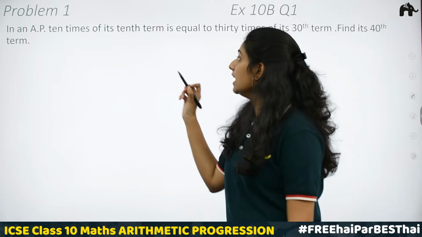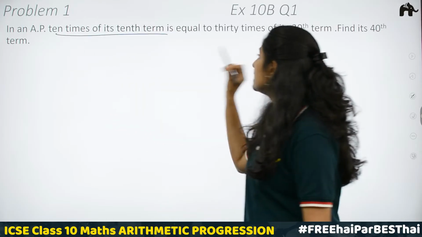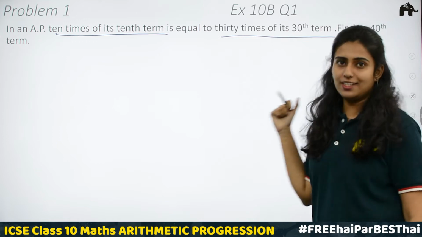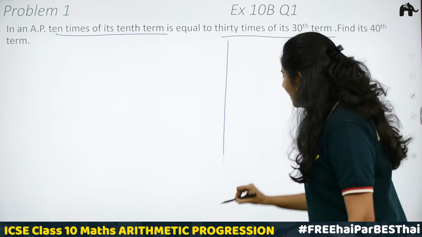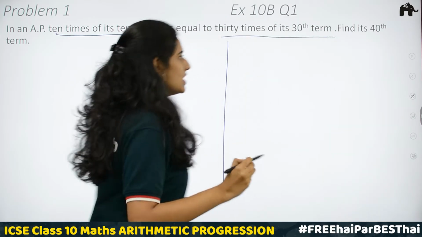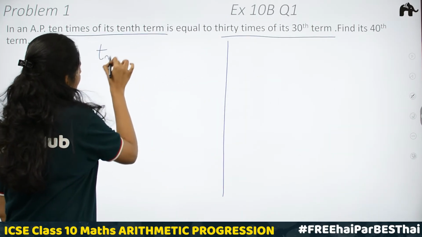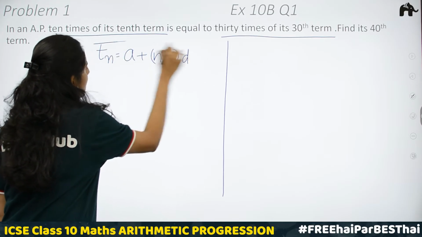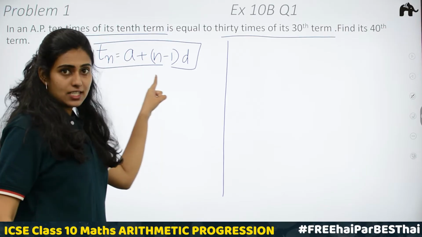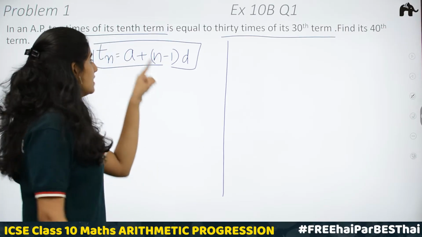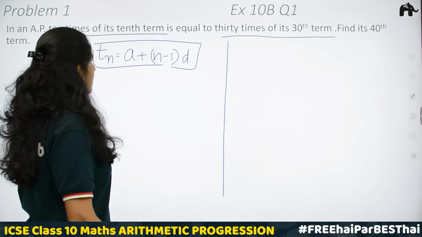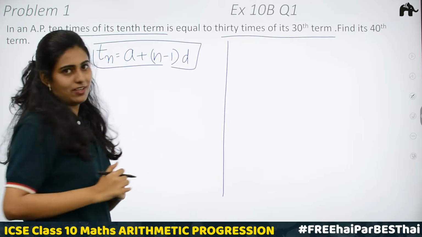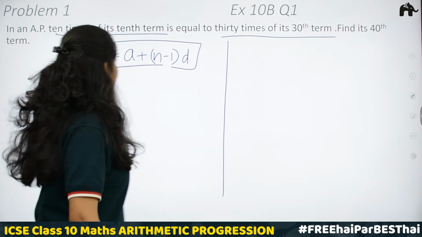In an AP, 10 times of its 10th term is equal to 30 times of its 30th term. Find the 40th term. Okay, we know to find the nth term of an AP, yes, what is the formula? We have Tn is equal to A plus n minus 1 into D. Here, A is the first term, D is common difference, n is number of terms. In this question, what is given? Neither A is given nor D is given. We need to find the 40th term. Only a condition is given.